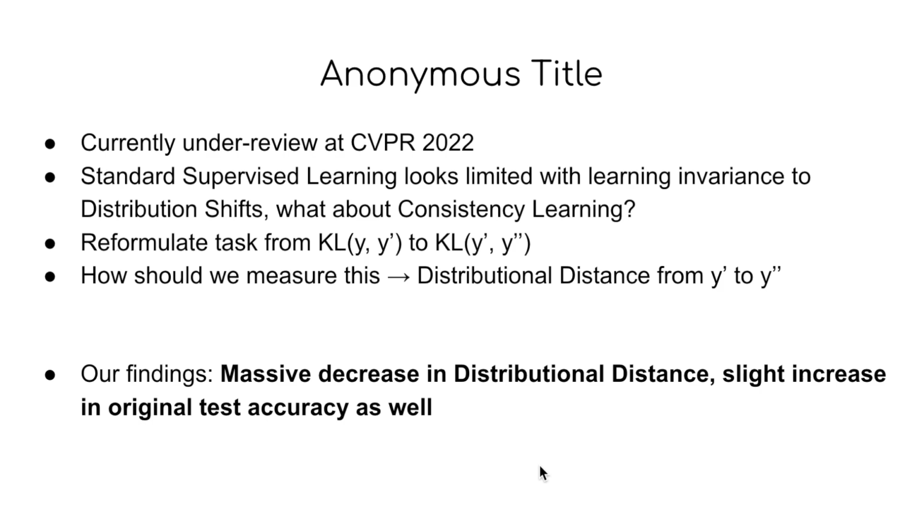So we found that standard supervised learning looks limited with learning invariance to many different kinds of data augmentations, which we define as augmented distribution shifts. So instead of doing standard supervised learning, we look to doing consistency learning. So basically you reformulate the task from comparing predictions with one-hot encoded labels to predictions on different augmentations and trying to have it be consistent with its prediction for different data augmentations.